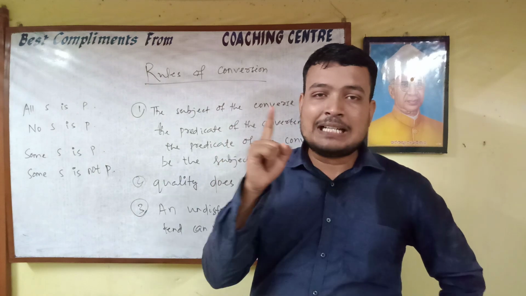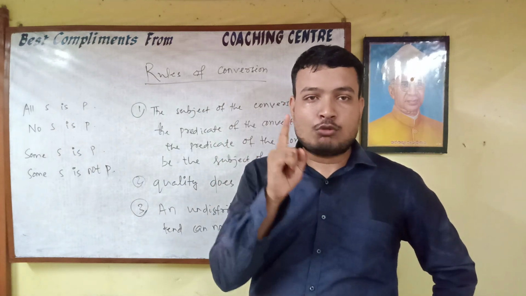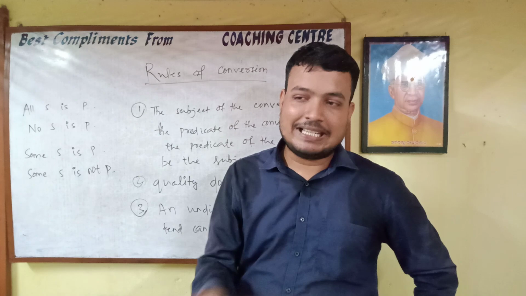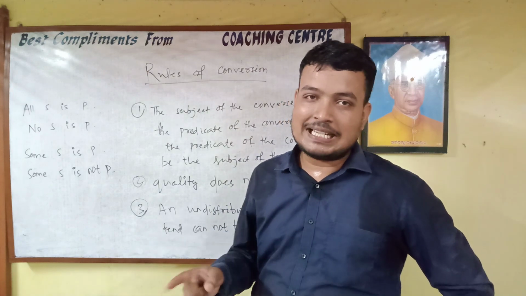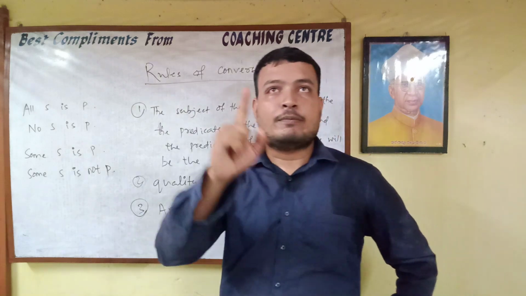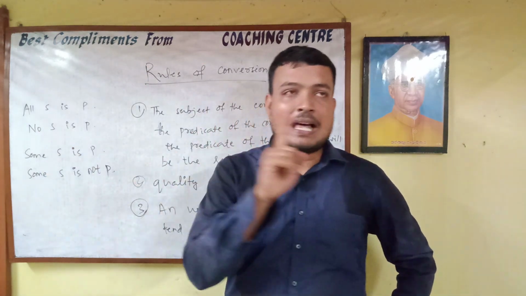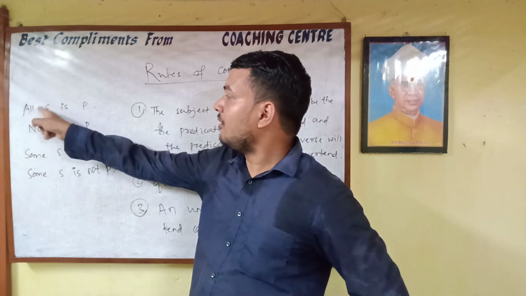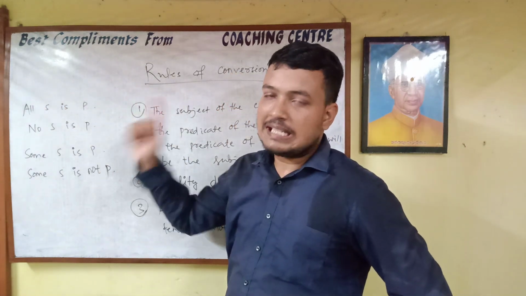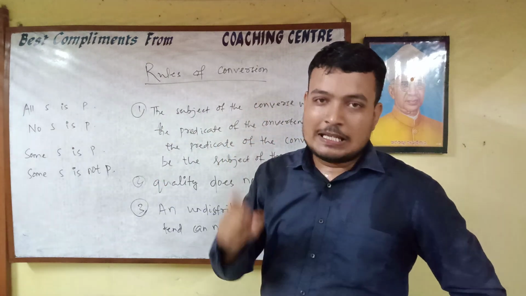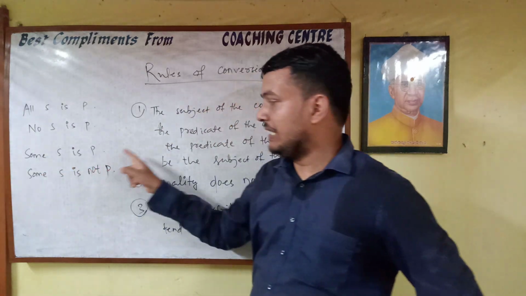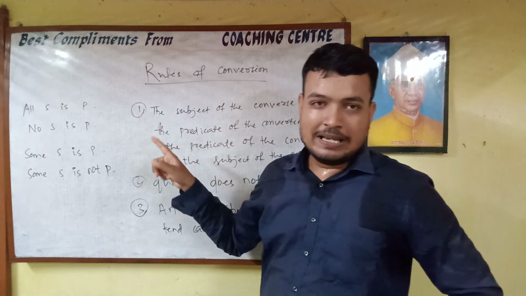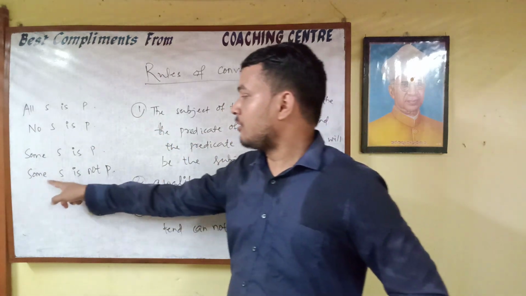Based upon quantity and quality, listen carefully pilamane, there are 4 types of proposition: universal affirmative, universal negative, particular affirmative, particular negative. A, E, I, O. A universal affirmative, all S is P. E universal negative, no S is P. I particular affirmative, some S is P. O particular negative, some S is not P.